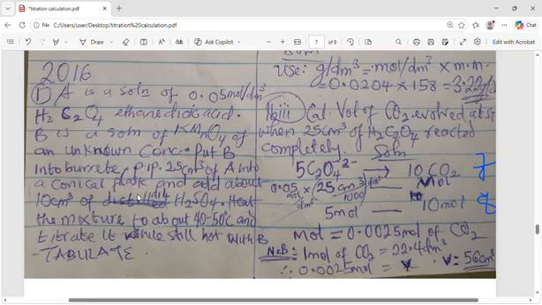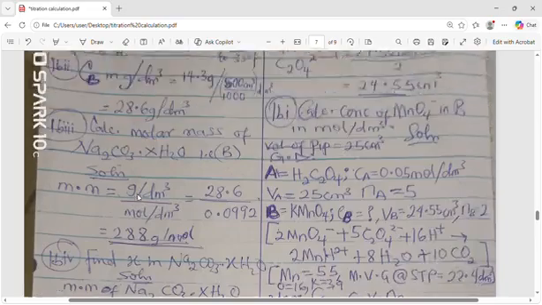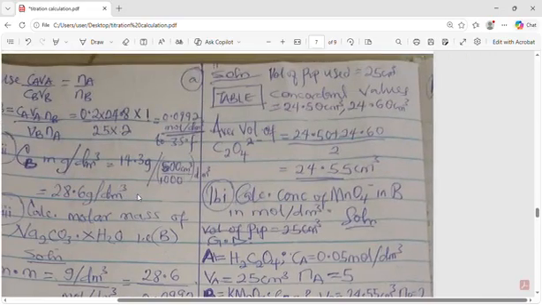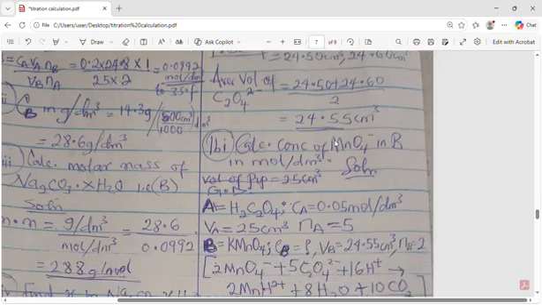Now what will be our question? Let's start with the first question. Always remember the volume of pipette used, that is 25. Then draw your table and get your concordant values, meaning the two values whose difference is no more than 0.2. Here the difference is just 0.1, which is very good. Then for your average volume, you add the two over 2. Then the next question: calculate the concentration of MnO4⁻ in B in moles per dm.